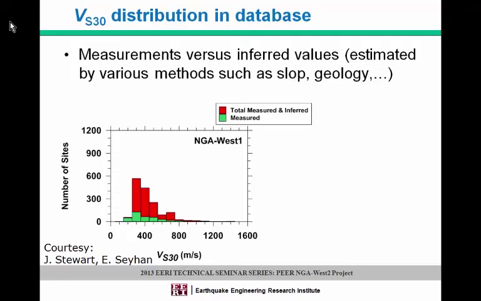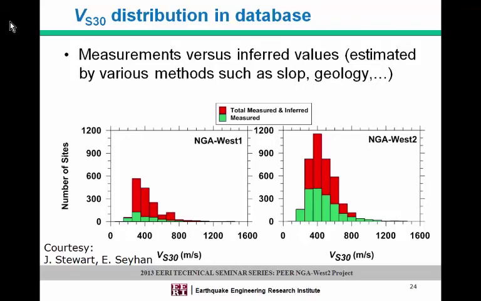VS30, this is the number of sites on the vertical axis versus VS30 values. This is what we had in NGA-West1. You see the measured VS30 was a small percentage of the overall database. It's still a small portion of the database, but tremendously larger now since we have more data.